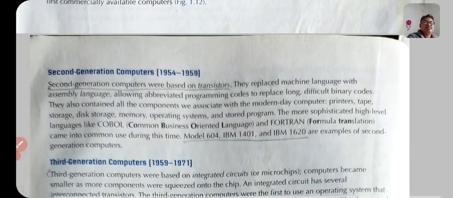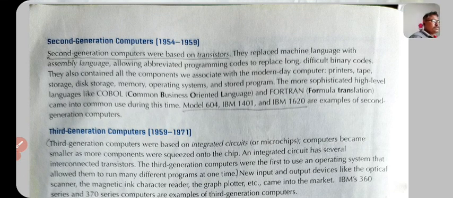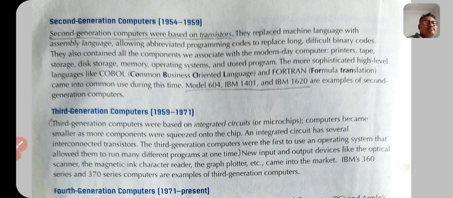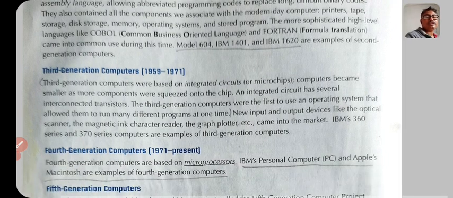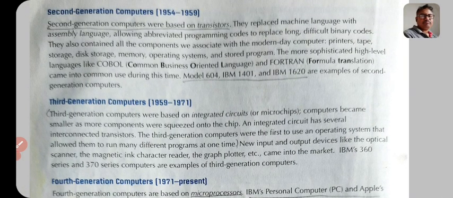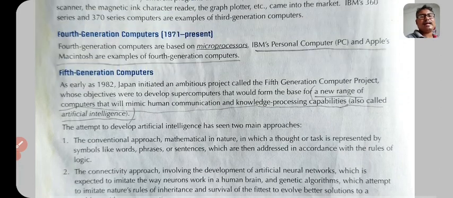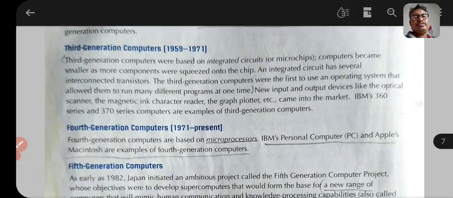The second generation computers started working on transistors, and the long process was made into short binary code, which was difficult. To solve that, they introduced the high level languages, COBOL and Fortran being the examples. In the third generation, they totally focused on the integrated circuit or microchips to reduce the size of the computer. So today, up to this, the fourth generation and fifth generation, only these two topics are there which we are going to discuss.